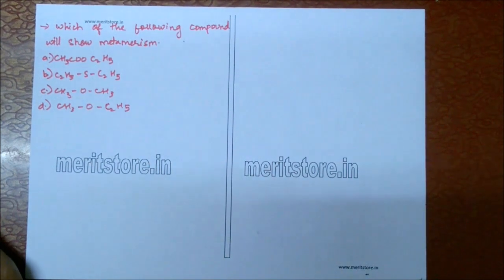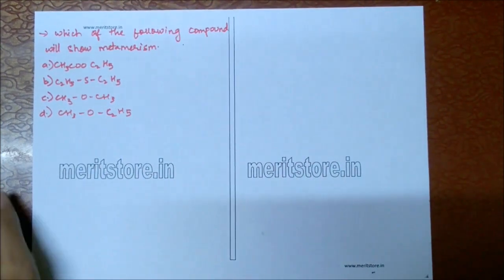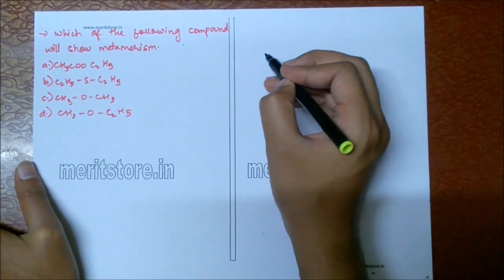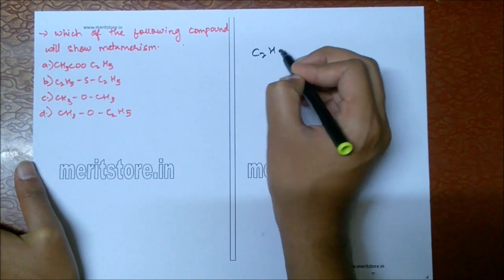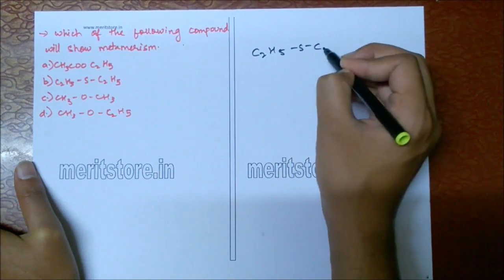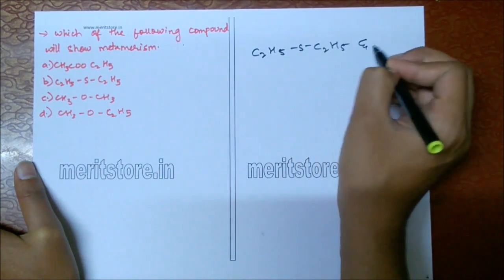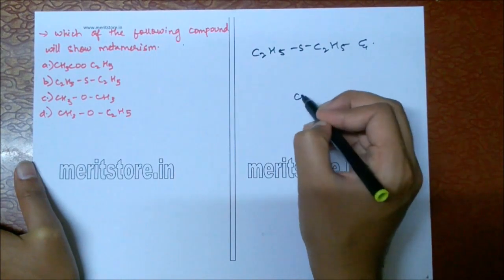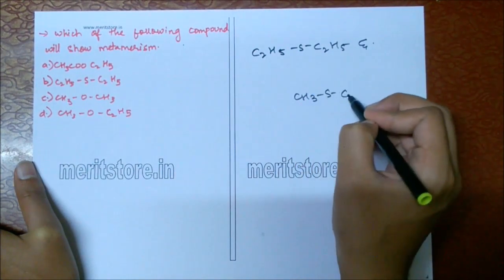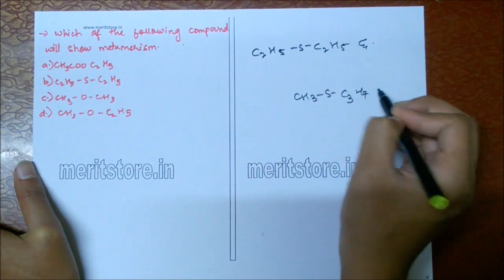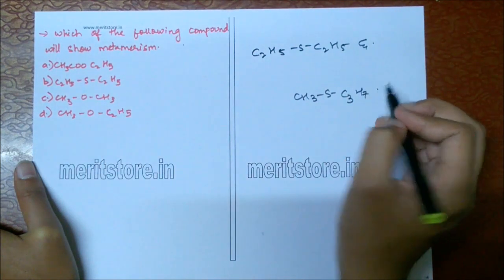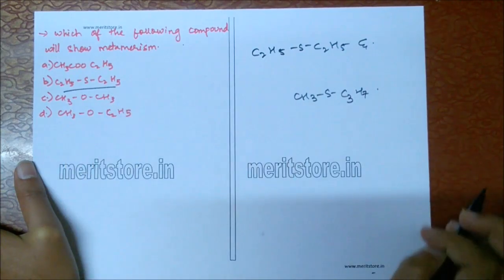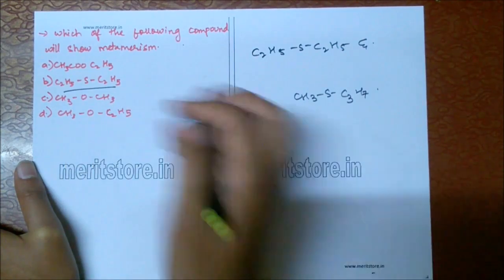Which of the following compounds will show metamerism? Of the following, diethyl thioether, C2H5-S-C2H5, and methyl propyl thioether are the two metameric forms of this compound. So here it shows metamerism, option B.